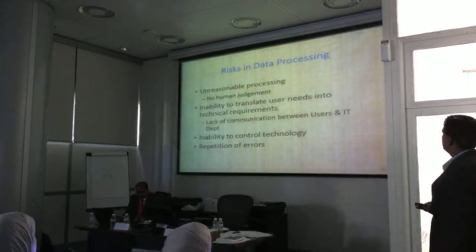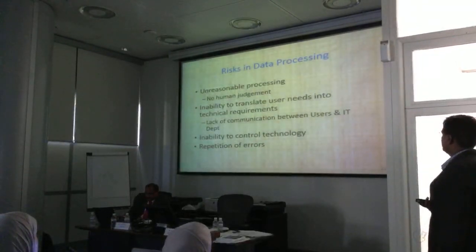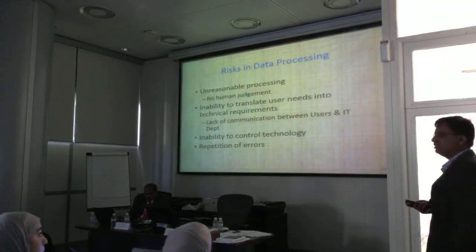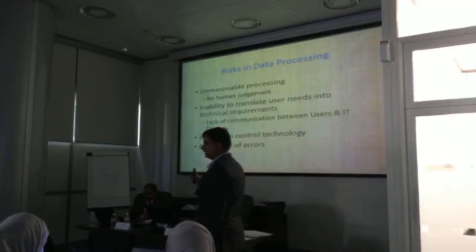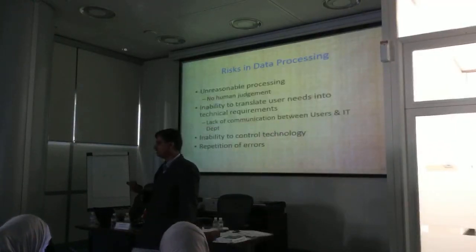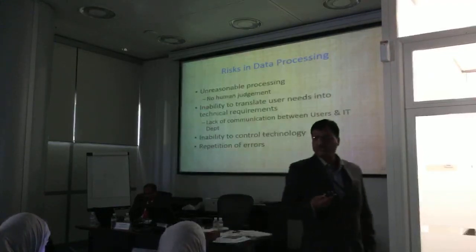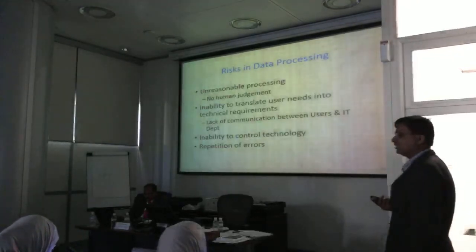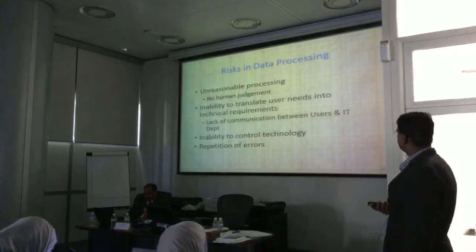Unreasonable processing, inability to translate user needs into technical requirements, inability to control technology, repetition of errors. It also includes the mapping of business rules. If you go through the major business rules of the organization, you may check whether these are applied or not, which may include whether the interest rate is correctly calculated and subsidies are properly given.